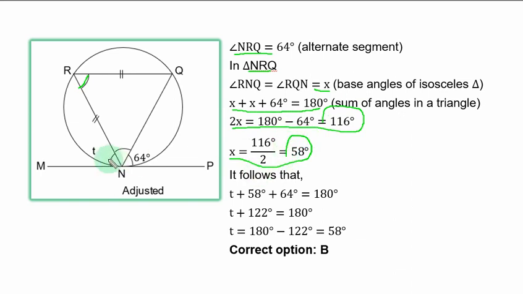It follows that if you add these three angles now, this angle is now 58, so T plus 58 degrees plus 64 degrees equal to 180. You have it in this form. If you collect like terms, you have T equal to 58 degrees. B is the correct option.